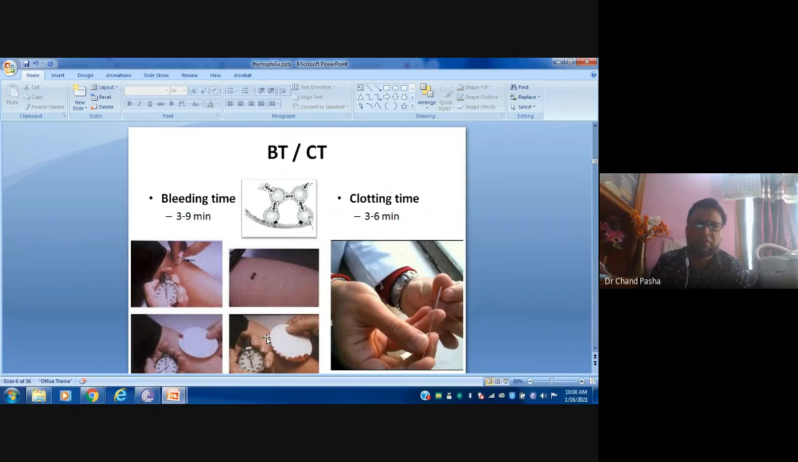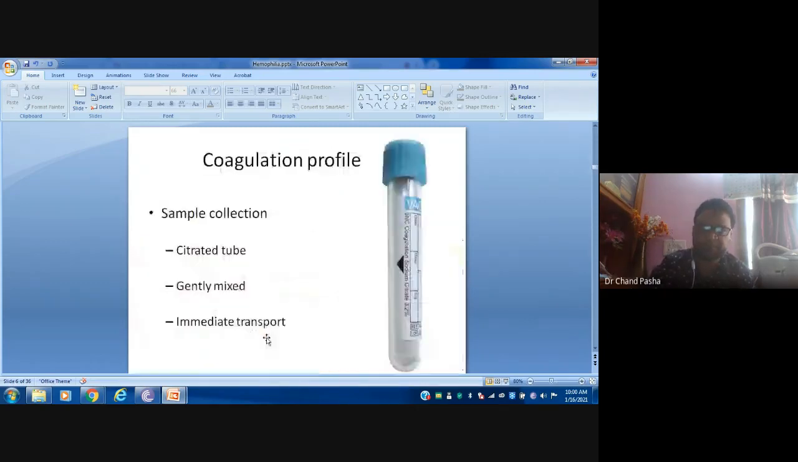For clotting time, we take the blood in a small capillary, and after some time we break a little fragment of the capillary and see at what time the clot is created. If the clot is created, the capillary breaks but the clot does not get detached, it comes out like a thread. Clotting time is 3.6 minutes. Generally it is almost 1 minute less than the bleeding time.